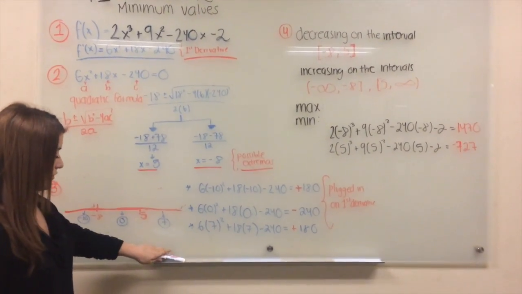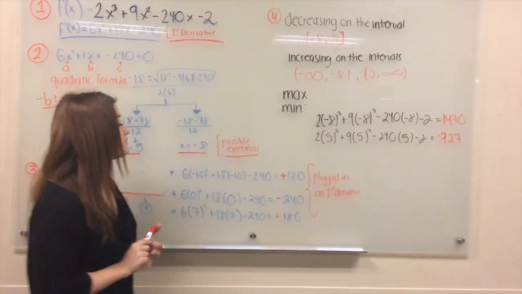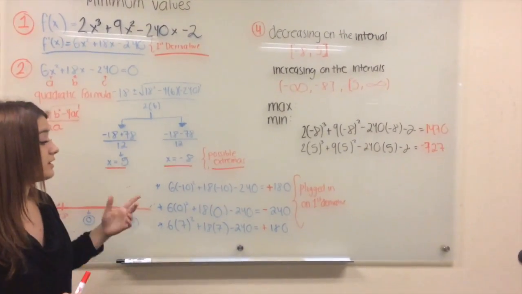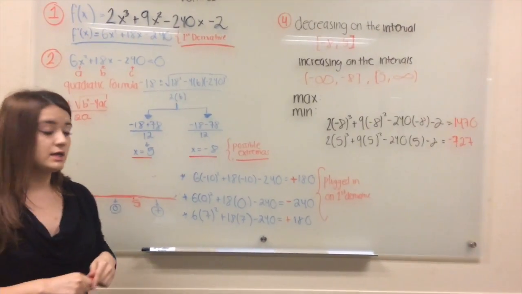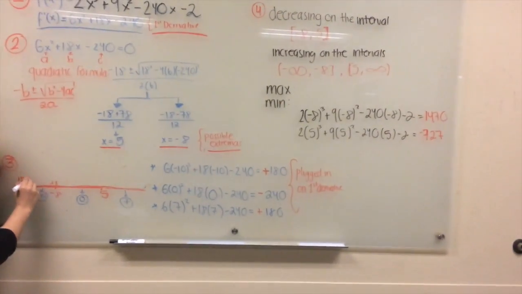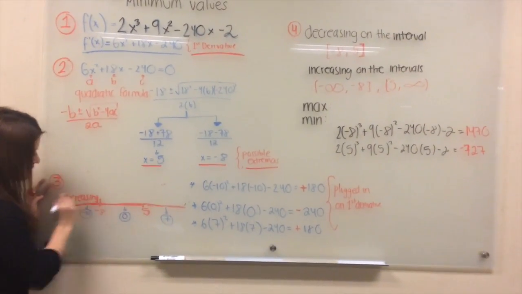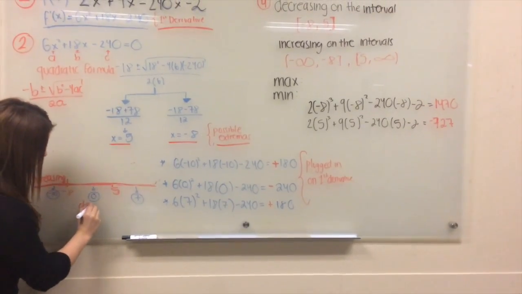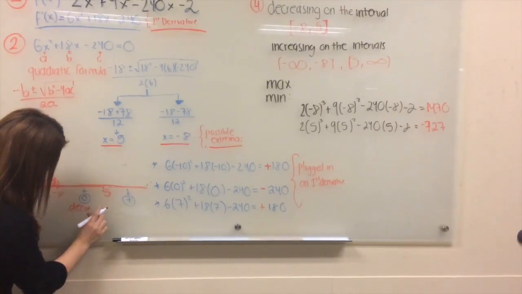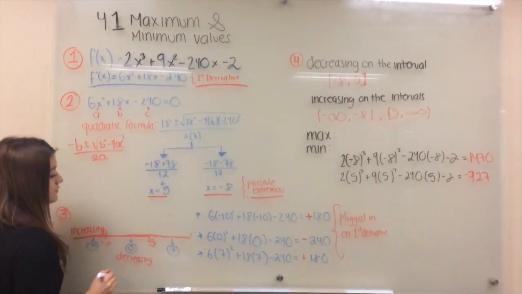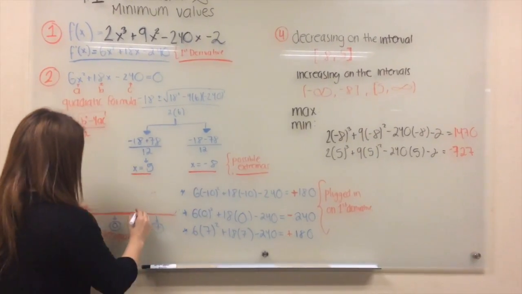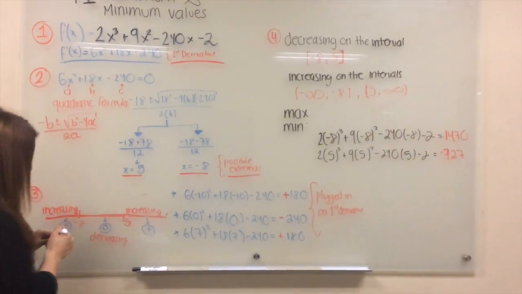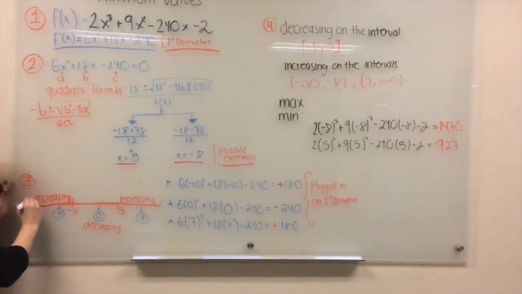We have to plug them into the first derivative. For negative 10, I got positive 180. If I got a positive sign, it means that it's going to be increasing. Now for 0, I got negative 240, so it means that it's decreasing. Now for 7, I got positive 180, so it's again increasing. This means that my graph is going to look something like this.